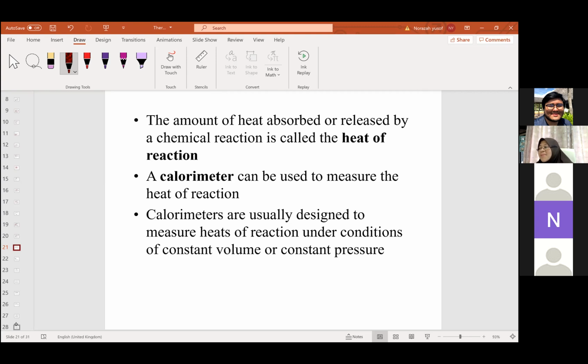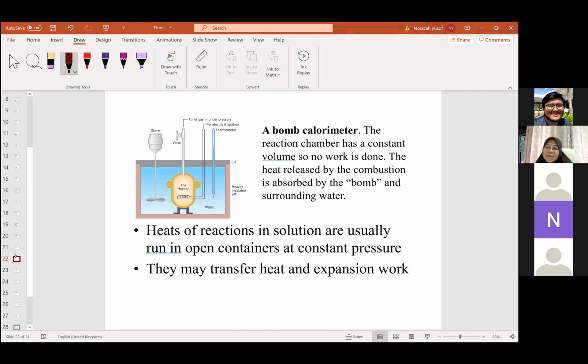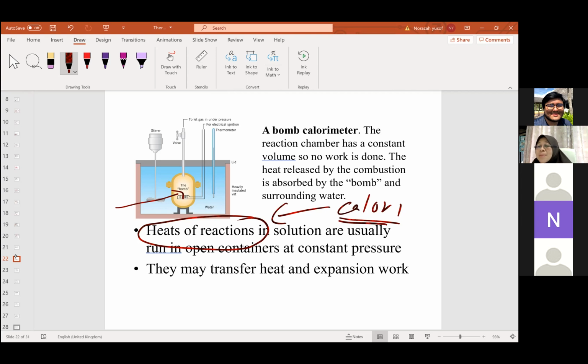How do we measure it? We have what we call a calorimeter. This is an example of a calorimeter, called a bomb calorimeter. If you put food in here and burn it, you can measure the heat of reaction, and this represents the calories of the food that we consume. This is an example using food.